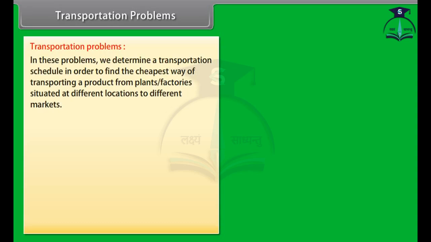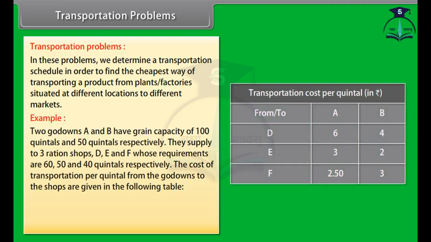Transportation problems. In these problems, we determine a transportation schedule in order to find the cheapest way of transporting a product from plants, factories situated at different locations to different markets. Example. Two godowns A and B have grain capacity of 100 quintals and 50 quintals respectively. They supply to three ration shops D, E and F whose requirements are 60, 50 and 40 quintals respectively. The cost of transportation per quintal from the godowns to the shops are given in the following table.